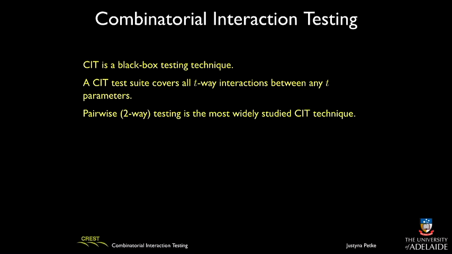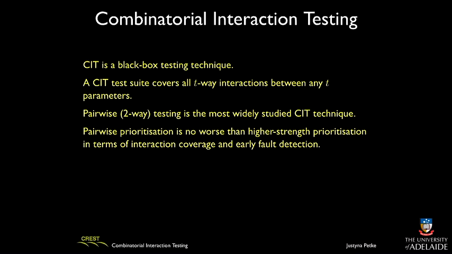The 2-way interaction is the most widely studied combinatorial interaction testing technique, and at least empirically, you can use 2-way or pairwise interaction or prioritization in order to speed up the rate at which you discover bugs in your system. Given still the same, for example, it was 324 test cases in that one set example, or previously we had the eight test cases for the web form.